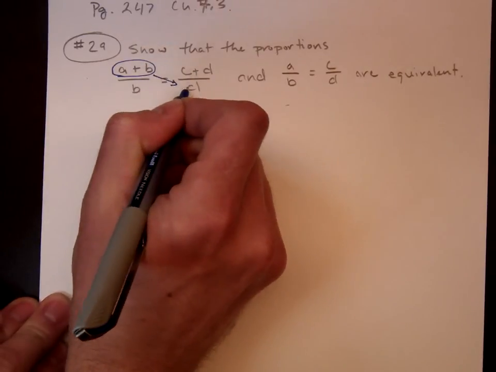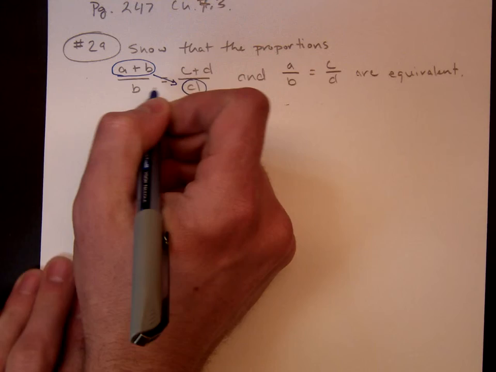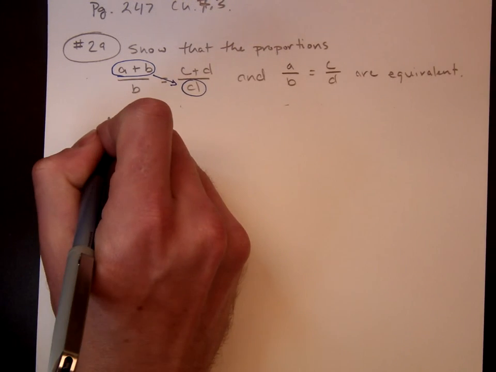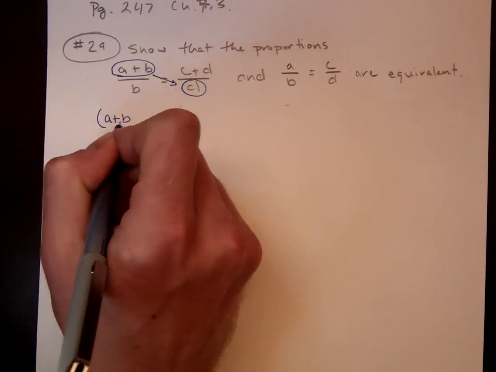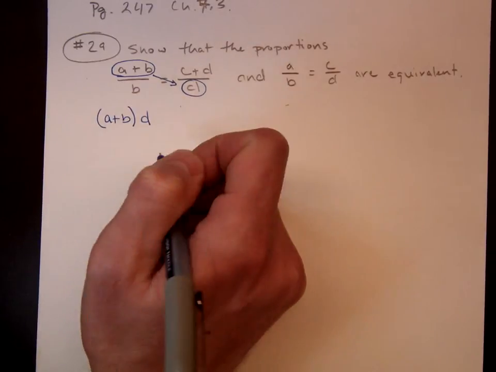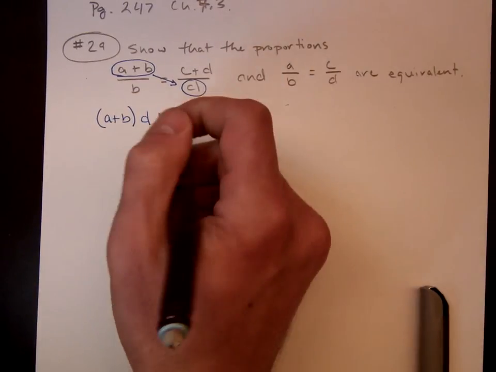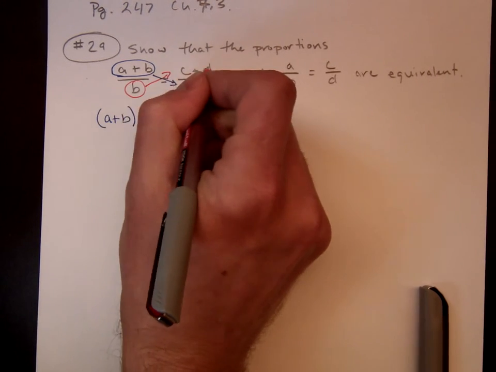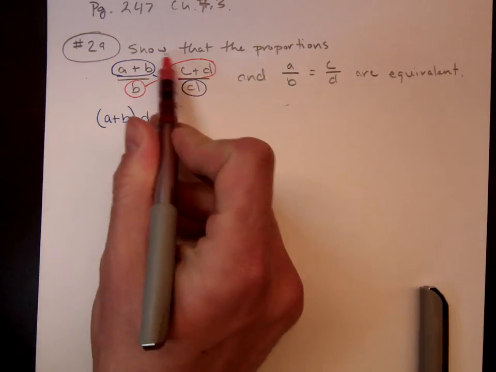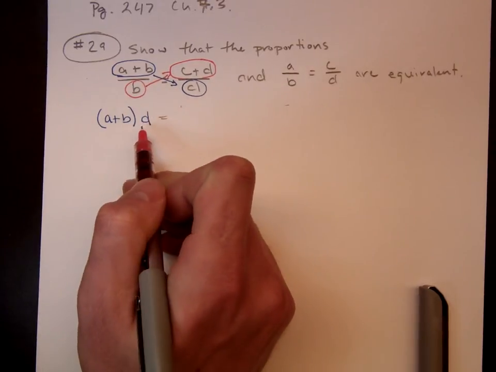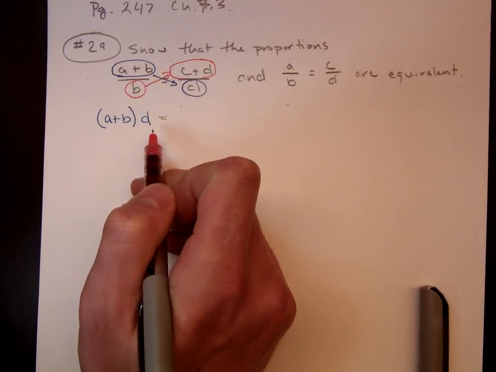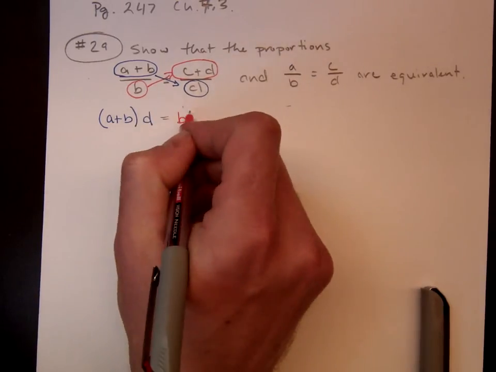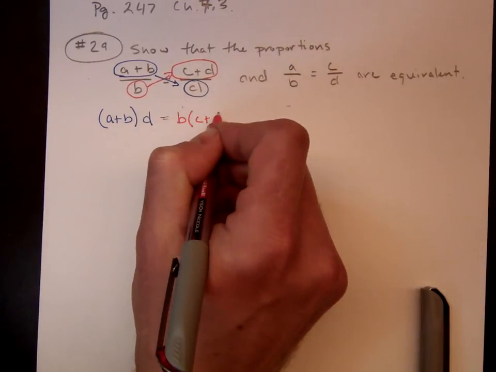of these are equivalent, and then in fact if we want to rewrite this, we can rewrite this as (a plus b) times d, and that must be equal to the other cross product. Now all I'm really doing here is rewriting this equation as an equation that is equivalent to it. So b times (c plus d).